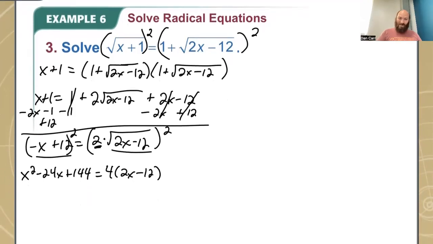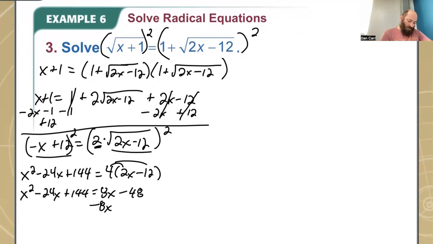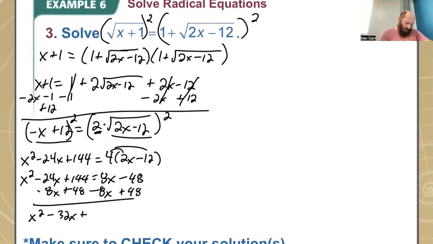All right, almost there. It's a nice long one. 4 gets distributed, and then I'll have a quadratic again that I'm working with. So x squared minus 24x plus 144 is equal to 8x minus 48. Just like before, we're going to get this equal to 0. So subtract 8x and add 48 over. So x squared minus 32x plus 192 is equal to 0.